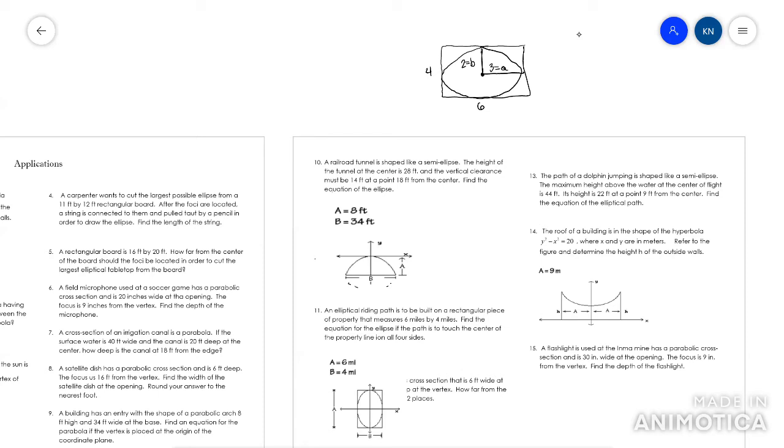And if they're just looking for an equation, well, that's just x squared over a squared plus y squared over b squared equal to 1. So just plug in a and b. So you'd get x squared over, a was 3, so squared it's 9, plus y squared over b was 2, so squared it's 4, equals 1. That's what I would have done for this equation.